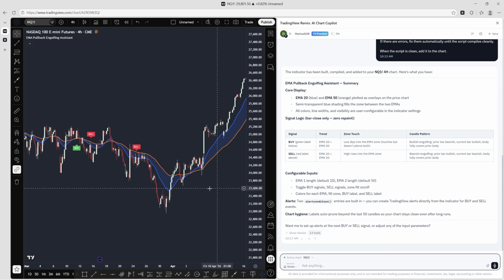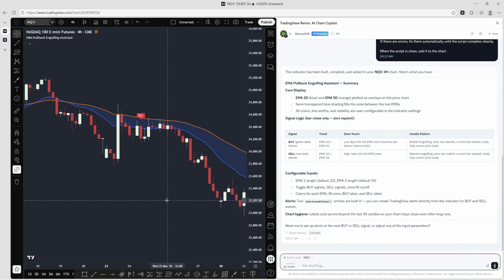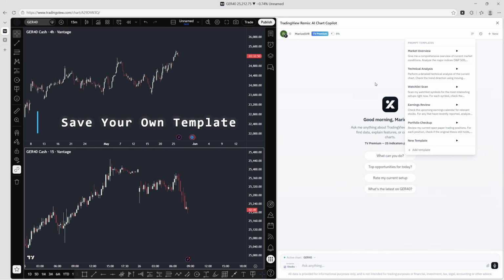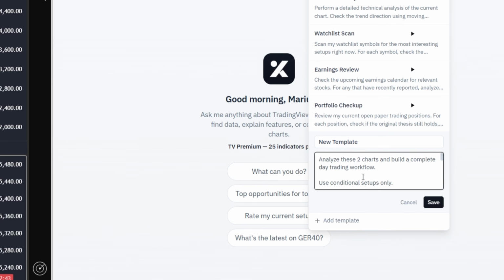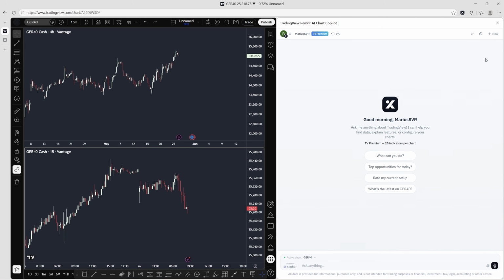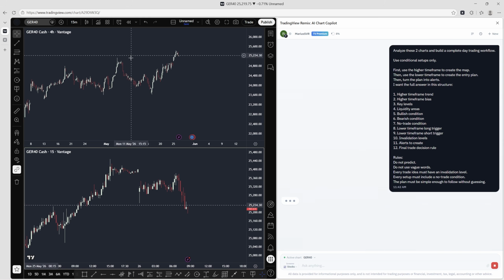That is how you use AI better than most day traders. You are using it to remove random decisions from your trading. Save your best prompt as a custom template and use the same template every session, instead of starting from a blank chart and asking random questions.